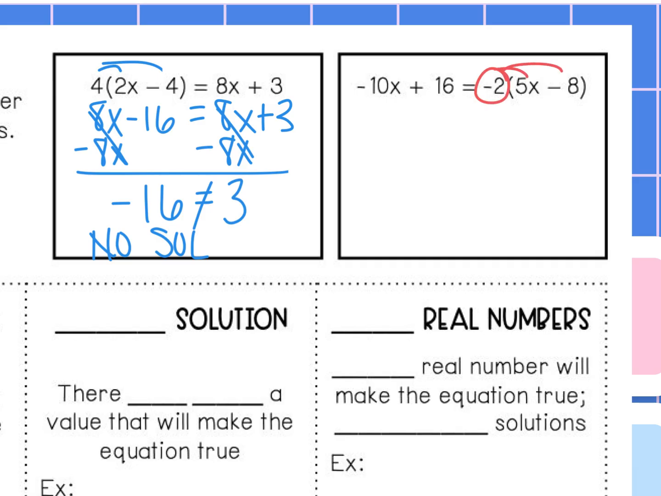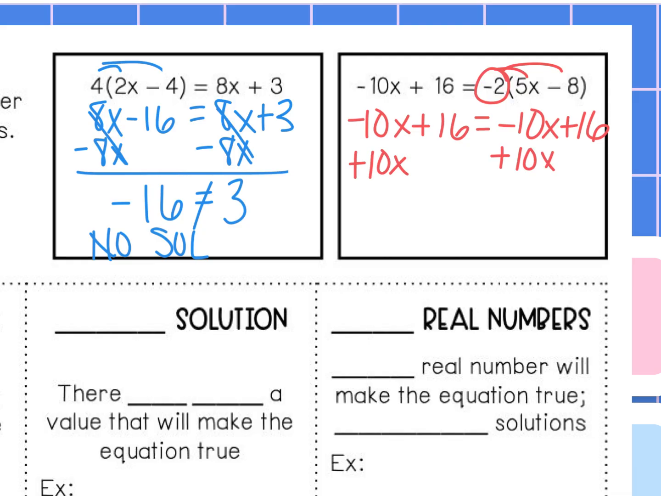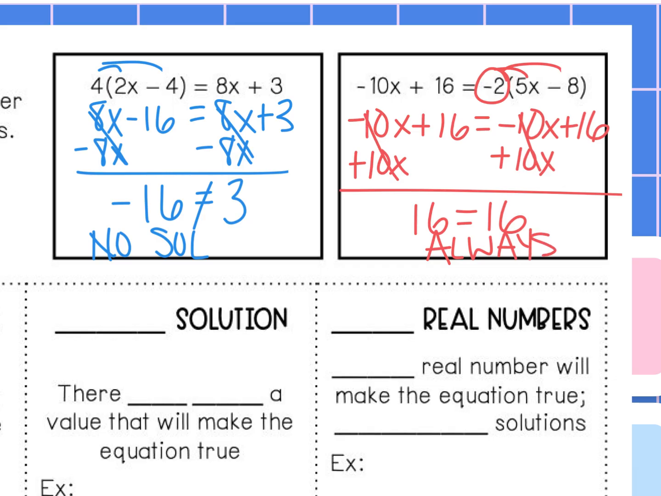We're going to distribute this. And we get negative 10x plus 16 equals, oh my, negative 10x plus 16. Well, these are identical. If I move my letters to the same side, right? Well, this is negative 10x, so I'm going to add it, because that's the opposite, right? Oh, but does 16 equal 16? Ever? Always, yes. This is always. So this means this is always true.